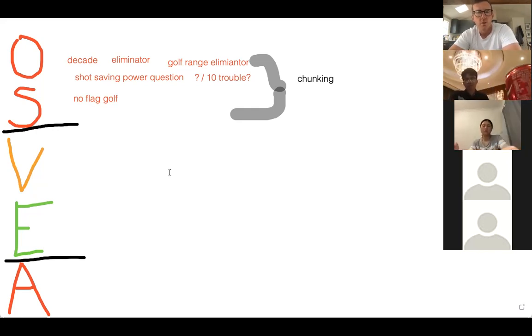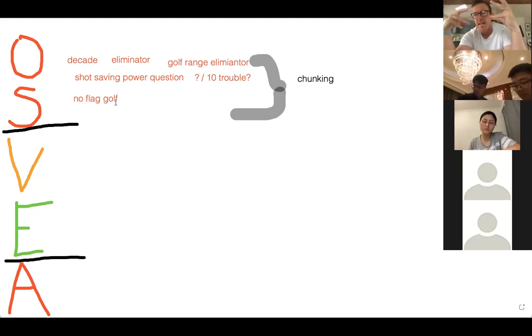For example, if someone's playing the Eliminator, or if someone asks the shot saving power question, or if someone is doing DECADE, or if someone is playing no flag golf, they are forced by the rules of the game to assess the surrounding environment. And if we get in the habit of assessing the surrounding environment, then our brain starts to learn what the tendencies are, what things are likely to happen.